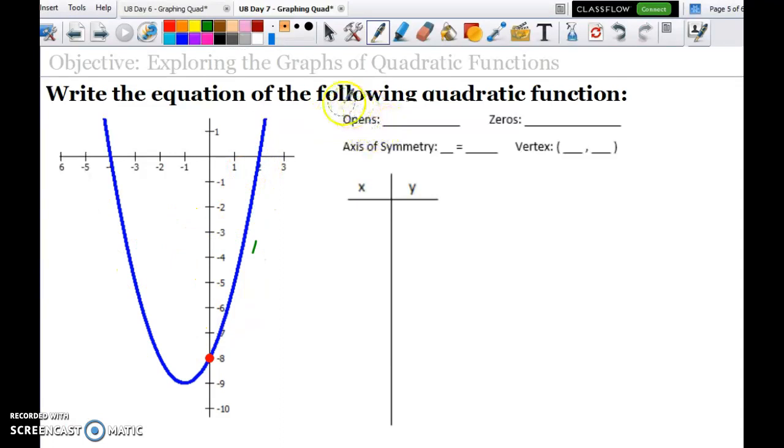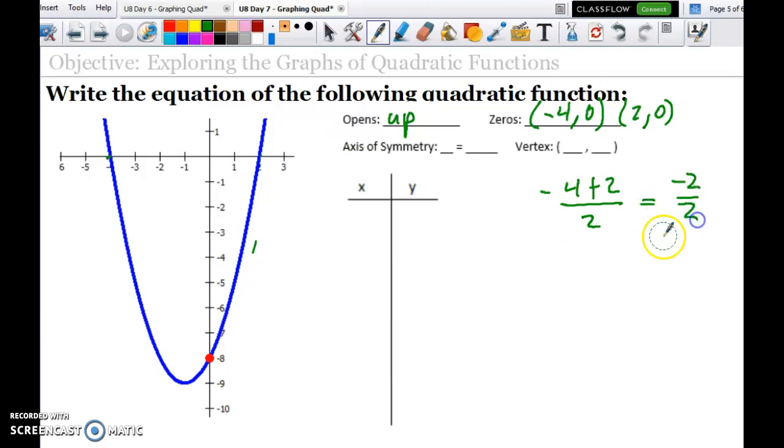I have a graph of this equation here, and I want to know what it is. So here's the graph. I need to write the equation. This one opens up. Looks like it has zeros at -4, 0, and +2, 0. I'm going to go a little bit faster. You can see those from the graph right there and there. Find the axis of symmetry, add them together, divided by 2. So it looks like I have -2 over +2, which is -1. So x equals -1 will be my axis of symmetry, which looks about right if I go through there. Great, axis of symmetry. Now I'm going to write my equation based on its factors.